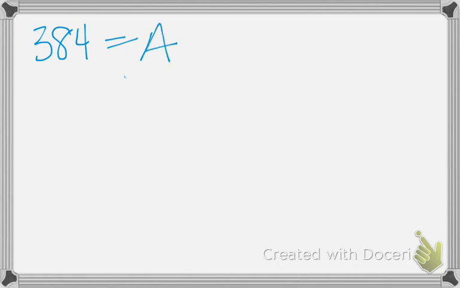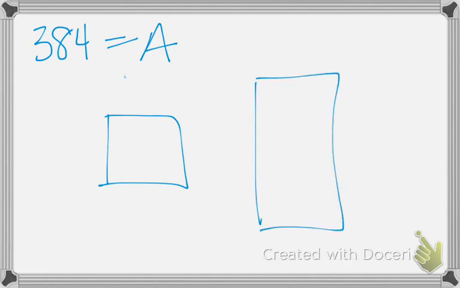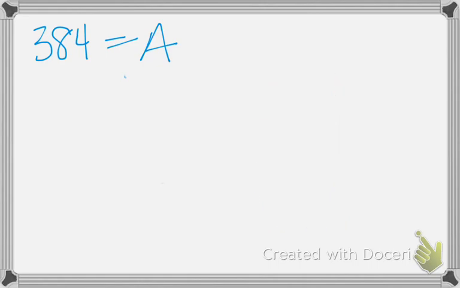And so this plot of land could be a square, it could be a rectangle. We don't really know what it is, okay? So we're just going to assume that it's a rectangle. If it turns out to be a square, then it does, okay? So here's my rectangle.